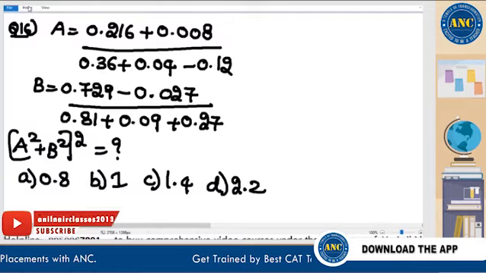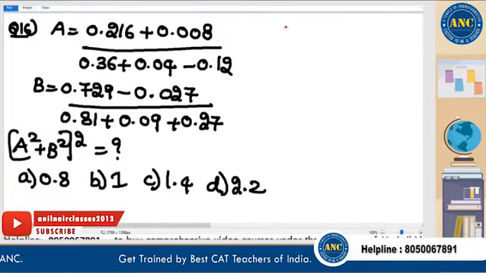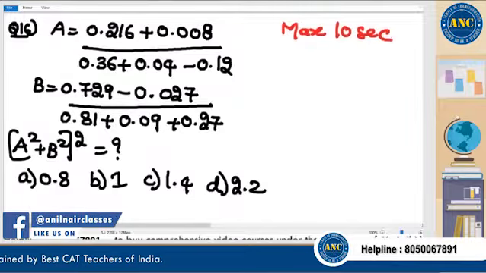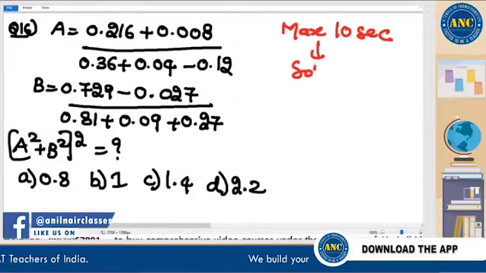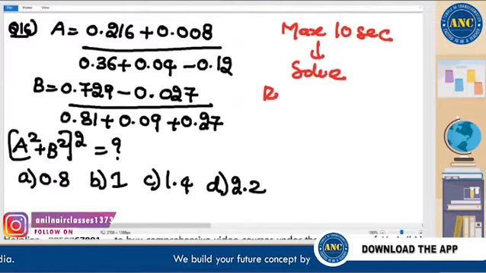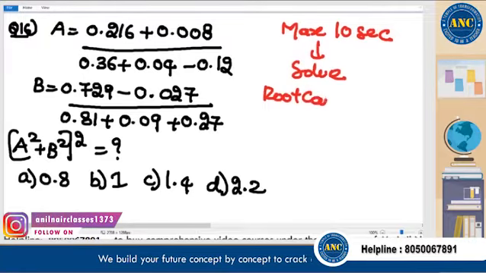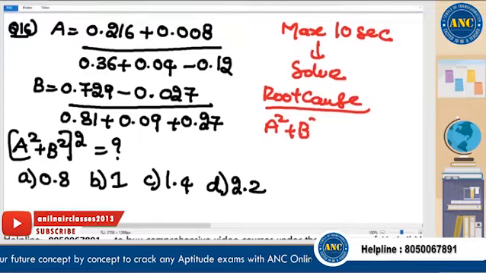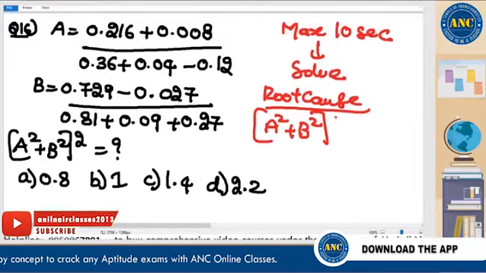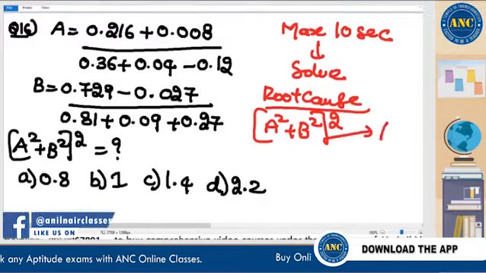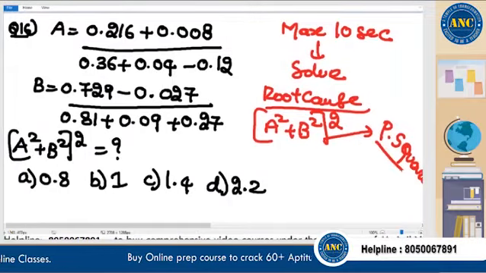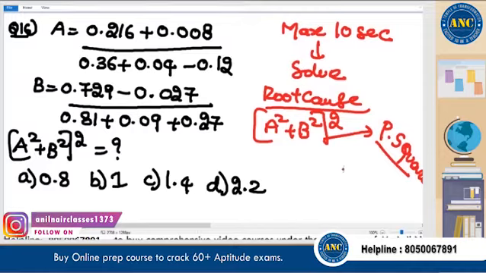If I solve this question, I will take maximum 10 seconds to solve it. The root cause of the problem is (a square plus b square) whole square. It is the root cause of the problem. (a square plus b square) whole square is a perfect square.